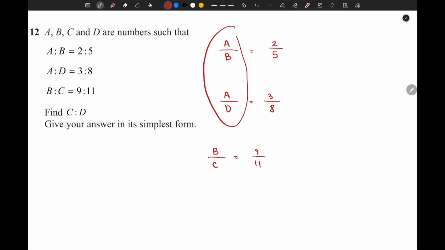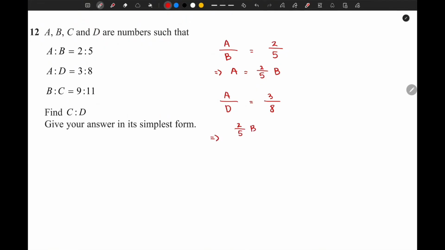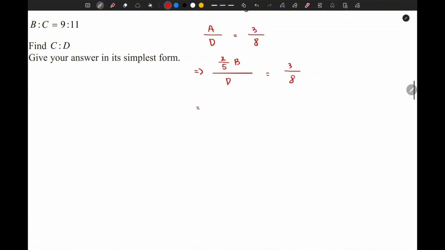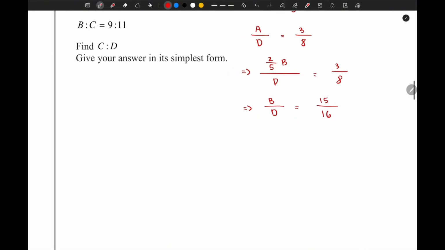Now, the common thing between them is A. So we can replace A with 2 over 5 of B. So if we replace it with 2 over 5 of B, so 2 over 5B divided by D, we get 3 over 8. Now if we take this 2 over 5 and move it to the right hand side of the equation, we get 15 over 16. So that is the value of B over D.